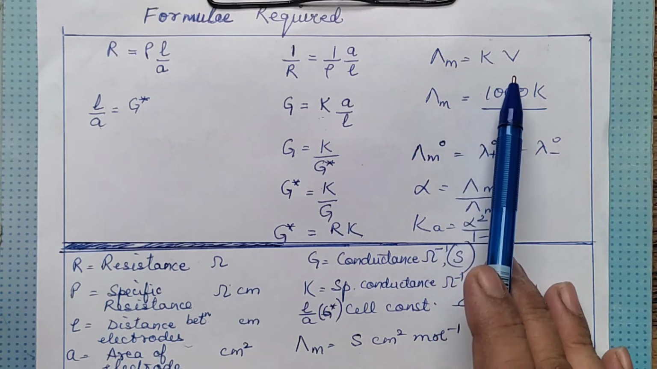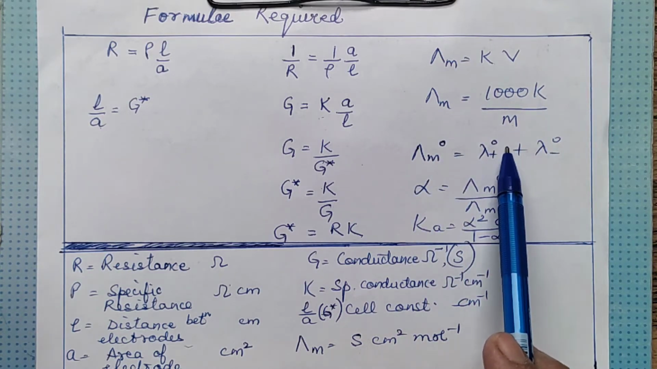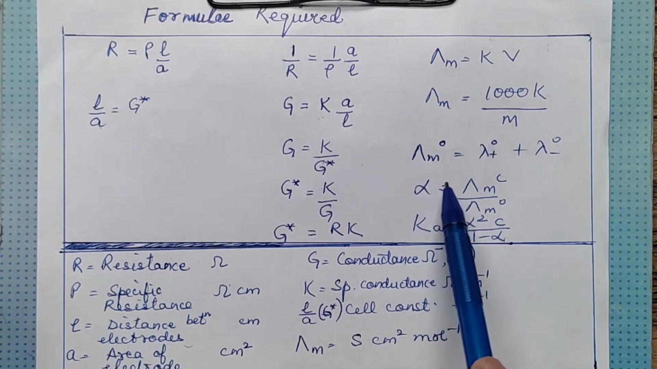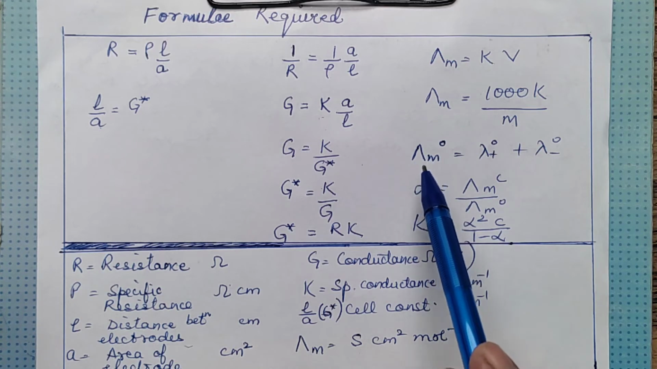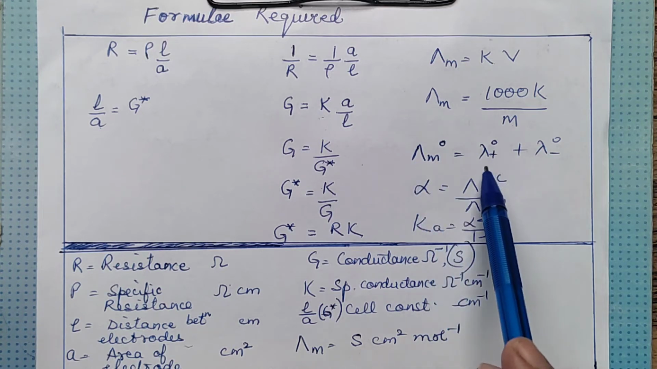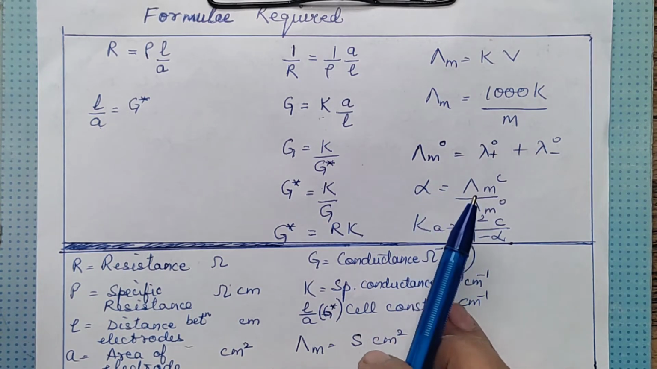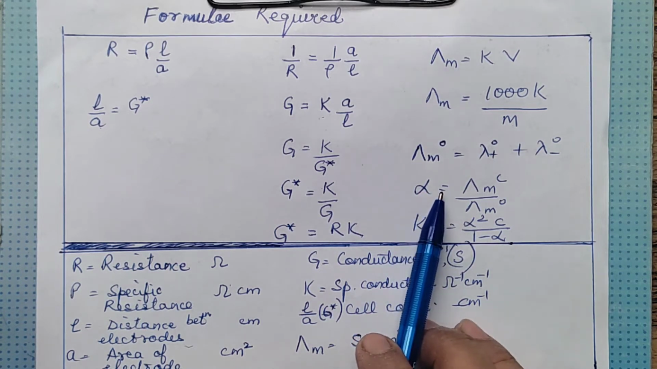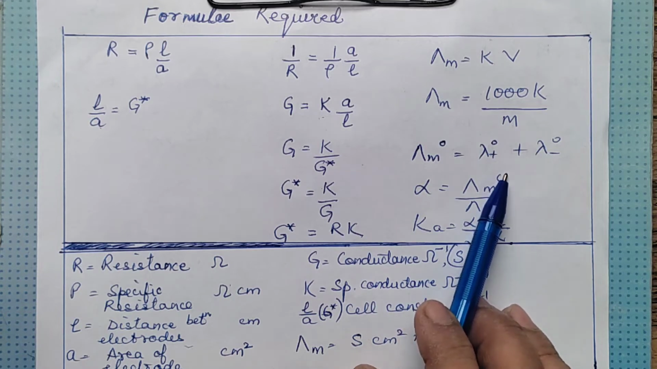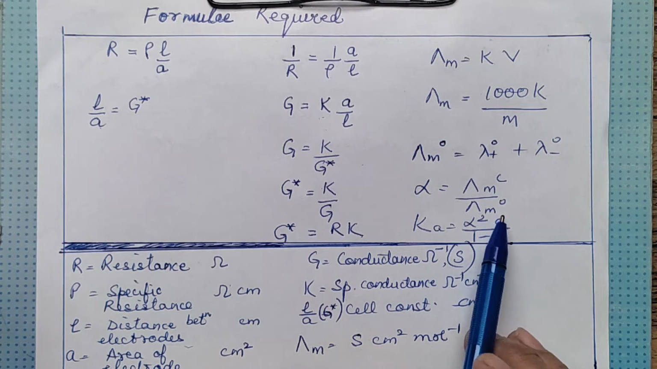So you have lambda m is kappa into volume. Then lambda m is 1000 kappa by M, that is molarity. And this is limiting molar conductivity, that is applying Kohlrausch law. It says the sum of the limiting conductivities of the cation and anion is the total electrolyte's conductivity. And then degree of dissociation, alpha. Alpha is lambda m at given concentration divided by lambda m at infinite concentration, that is limiting molar conductivity.